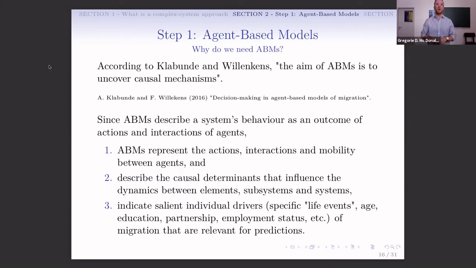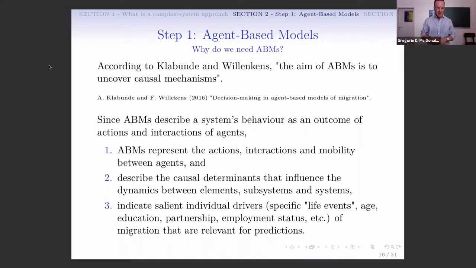Okay, now I move to the second section of my presentation. I just give you a brief overview of why we need agent-based models to start to give a causal picture of causation in complex systems of migration. According to Klabunde and Willekens, the aim of agent-based models is to uncover causal mechanisms. So this is what we need.